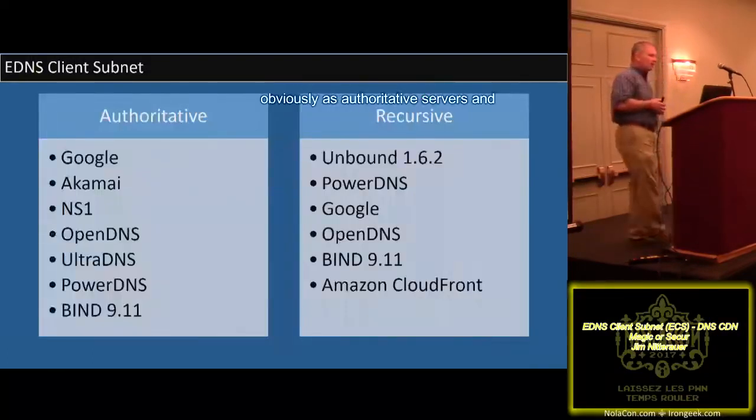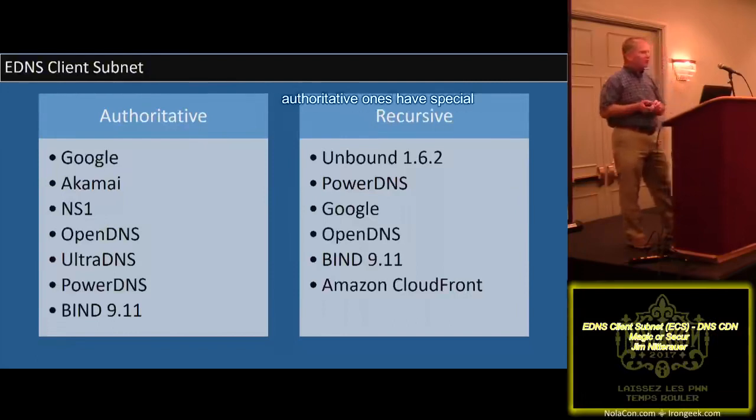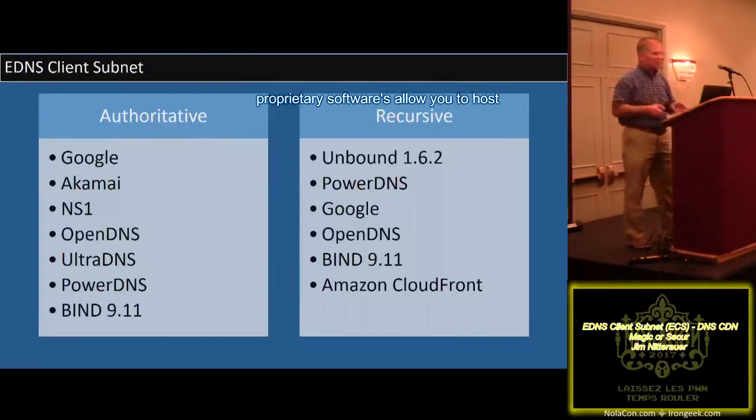So there are two kinds of servers, obviously: authoritative servers and services, right? A server, in my mind, is software I can install or a box I can run. A service would be something like Google. There are recursive and authoritative ones. The authoritative ones have special proprietary software that allows you to host primary records on their services for geolocation. It's a little bit more complicated, but it works.